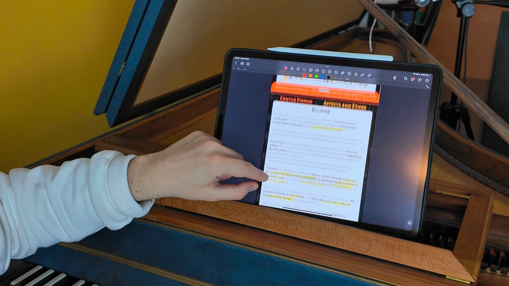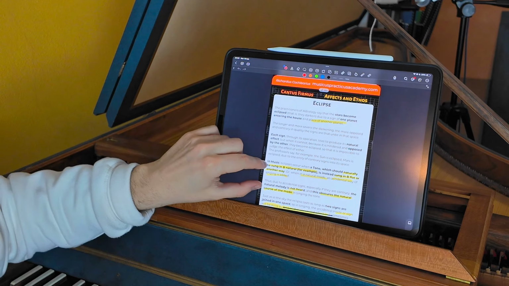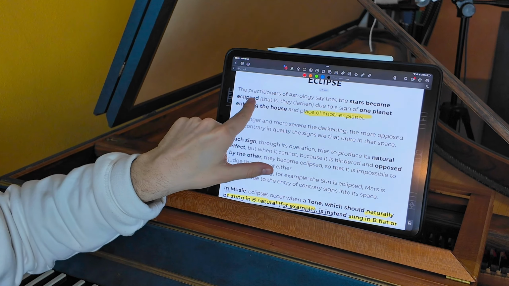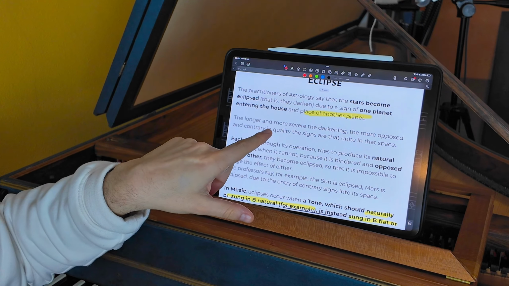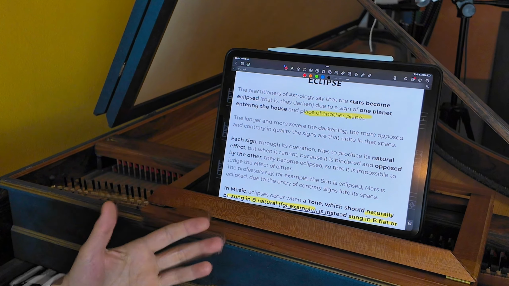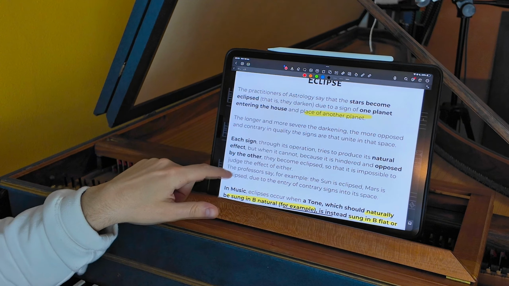This way. And the practitioners of astrology say that the stars become eclipsed due to a sin of one planet entering the house, so the place, of another planet.